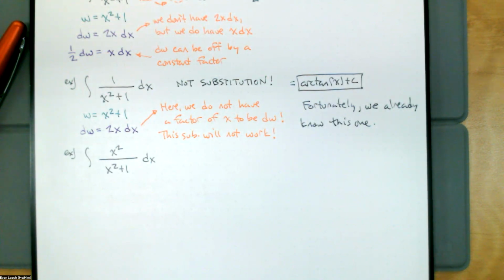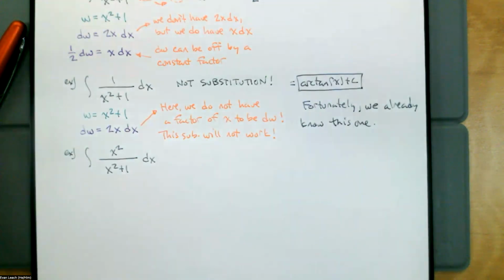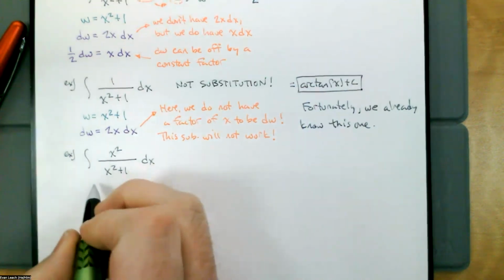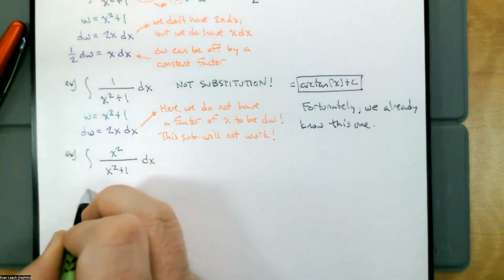Fortunately, we already know how this one works as well. The degree of the numerator is greater than or equal to the degree of the denominator. Therefore, we should do long division before we begin any kind of integration process. But let's see if our new technique of substitution can work on this. The substitution that we might want to make is similar to the previous ones.